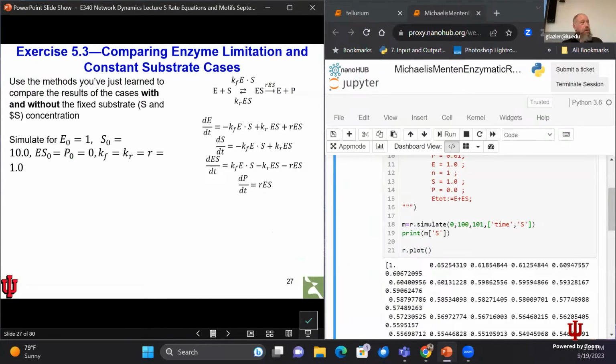Okay. So now what I'd like you to do is use that and take the code that we just wrote and generalize it a tiny bit to compare the results when you have S being varied and the one where you force S to keep the constant value. So you want to run this once where S is the way it is and one where you put a $ sign in front of the S. And the question is, how are they different? Does that make sense for people?